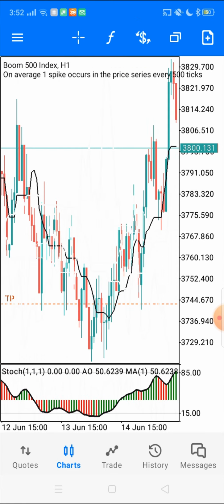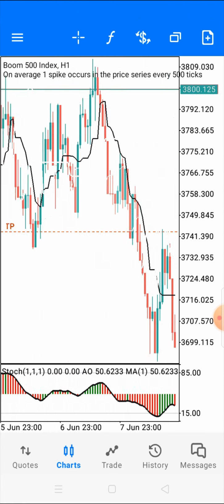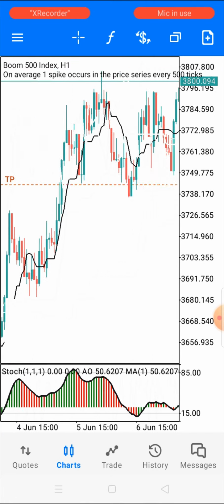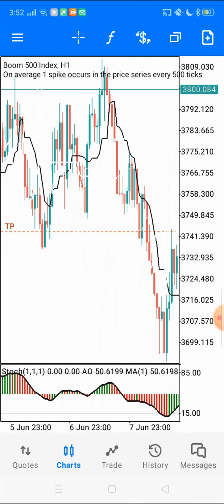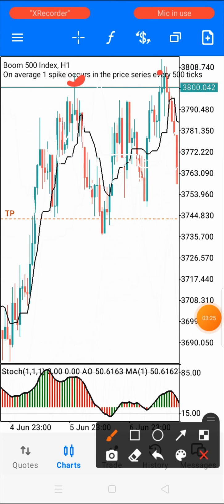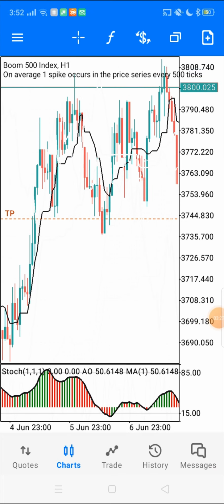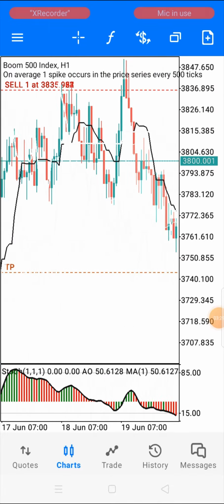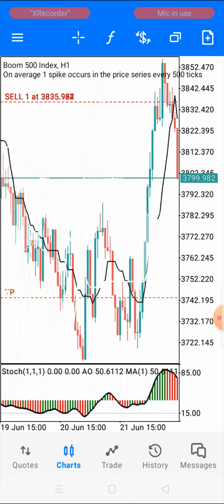Look at that, it's still around that level. Look at those points, those very obvious highs. When price gets to those areas, it will always respect them and reverse from those areas.